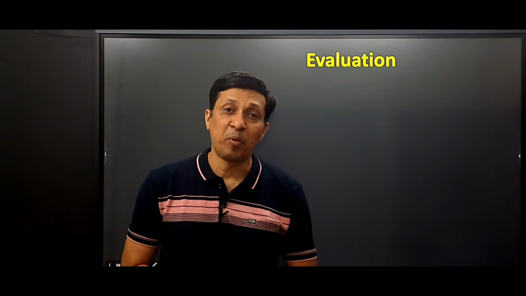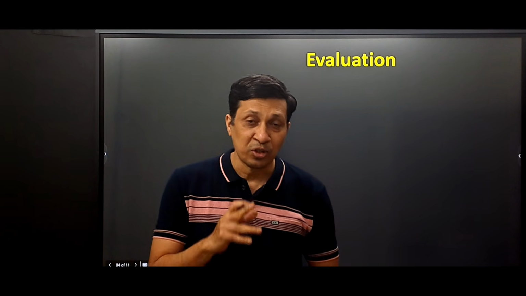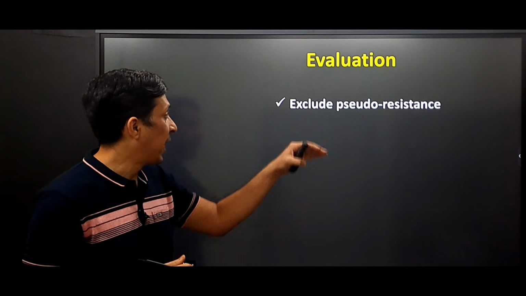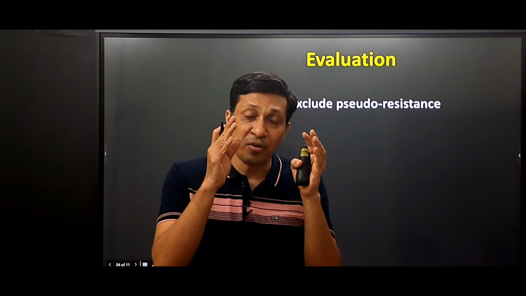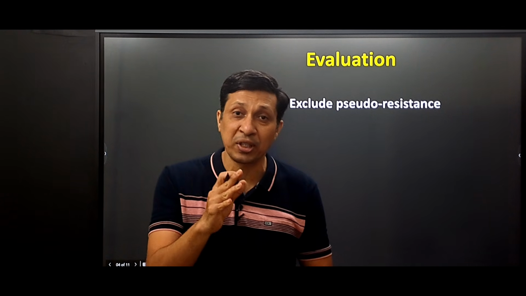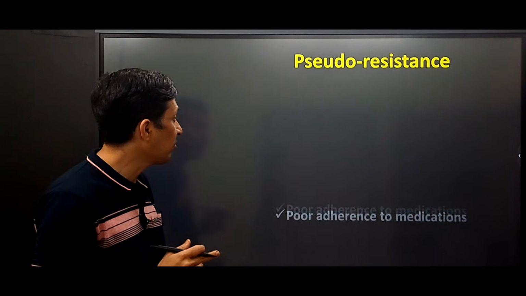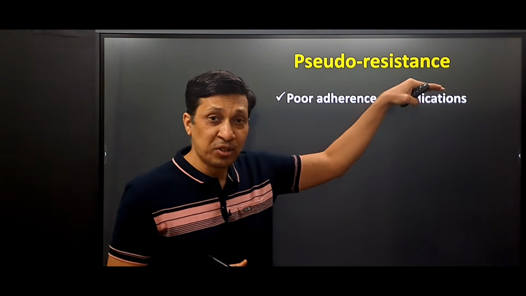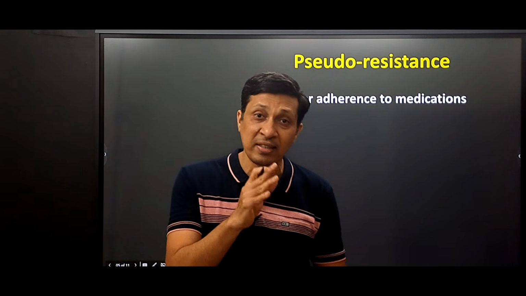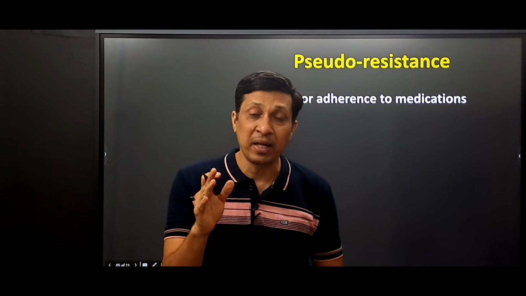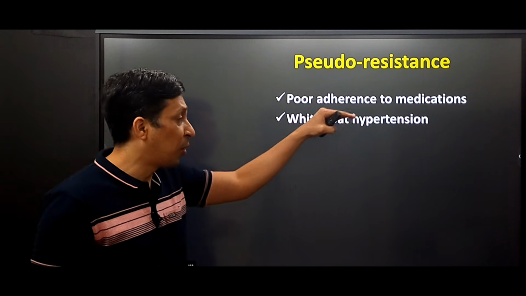Now we come to the important step. Now how to evaluate this patient of resistant hypertension. So first thing we have to do is exclude the pseudo resistance. What is pseudo resistance? It is the false resistance of the patient to the treatment, and there can be various causes for it, like it can be due to poor adherence to the medications. The patient may not be taking proper medications, and this leads to uncontrolled BP, and we may diagnose this patient as resistant hypertension.